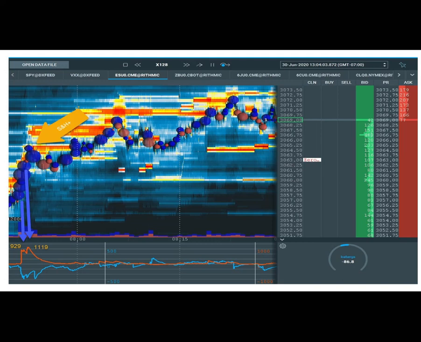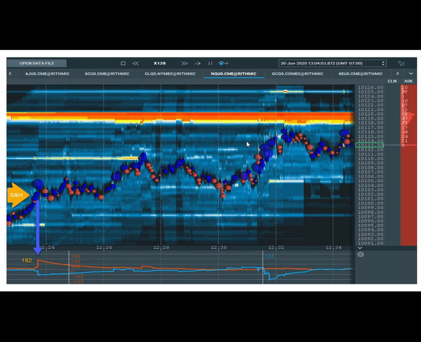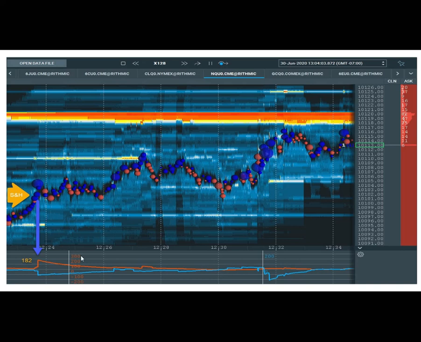So this is NQ, same thing. I think this was the same day, actually. Yeah, the 30th. So you get the stop run, 182. Anything over 100 in the NQ, 100 stops is a significant threshold-wise. You get the stop run. You get the pullback, right? That's big.